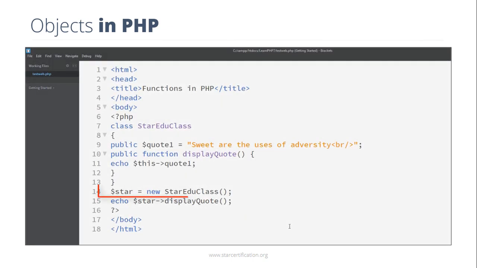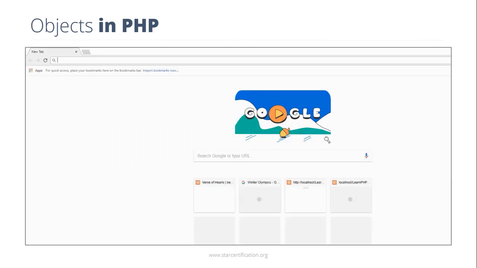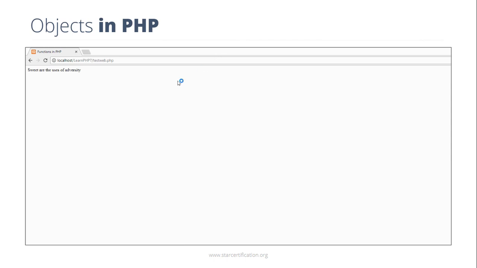In the code, the object $obj is created using the keyword new. The class name used with parentheses when a new object is being created is the default constructor of the class that is called whenever an object is created. After the object has been created, we use it to access the display quote method of the class. The -> symbol is used to access data members of a class using objects. The output shows the implementation of the objects in PHP.